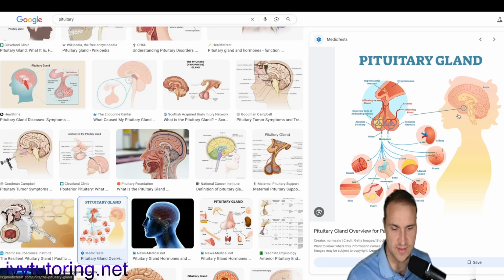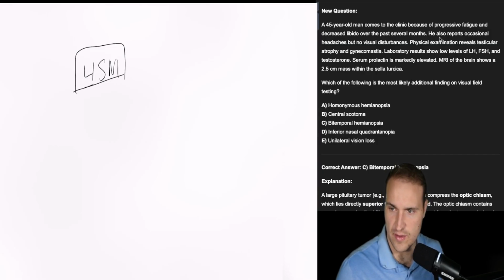But as you can see, it kind of dips down right here. That's going to be super important in solving our next question. So we have a 45-year-old man, progressive fatigue, decreased libido. What's an additional finding on the visual field?